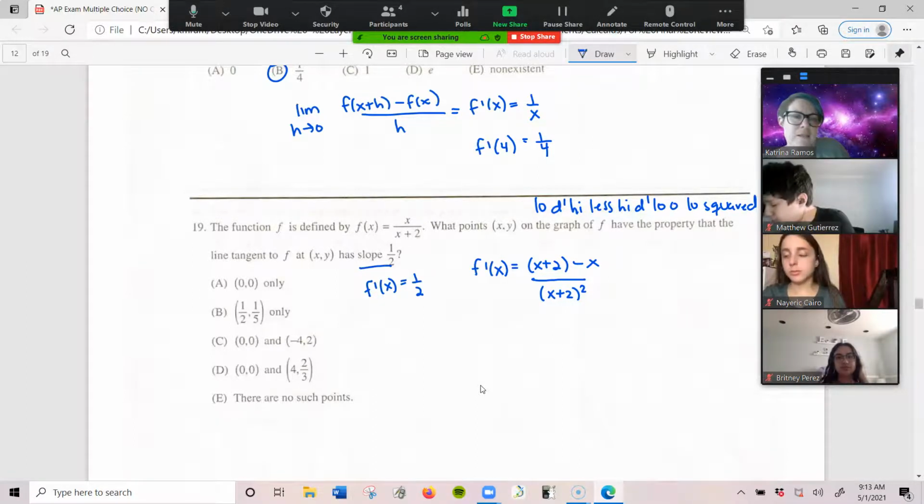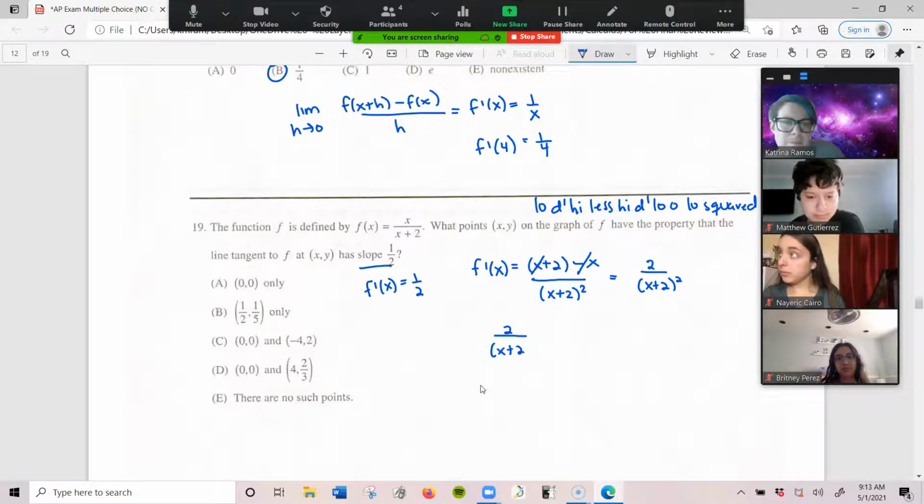Okay. And then the numerator can be simplified, right? Because we have x and then minus x. So we end up with a derivative of 2 over x plus 2 squared. So now that we have that derivative, we make that derivative equal to 1/2. Is that okay? The quickest way to solve this, if you ever have a fraction equal to another fraction, is to cross multiply.